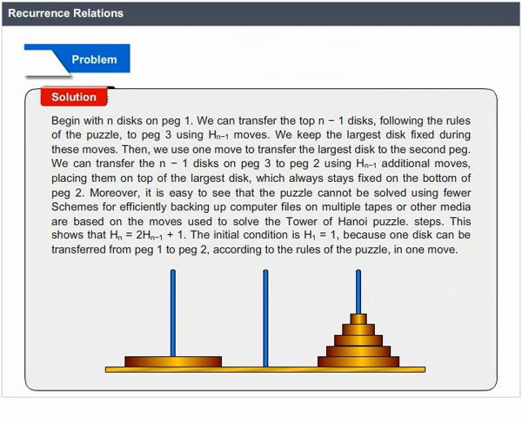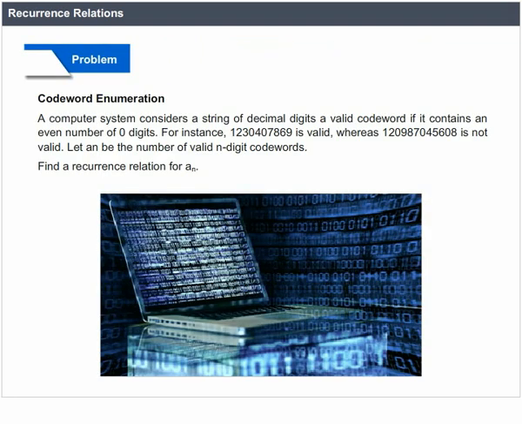Code word enumeration. A computer system considers a string of decimal digits a valid code word if it contains an even number of 0 digits. For instance, 1, 2, 3, 0, 4, 0, 7, 8, 6, 9 is valid, whereas 1, 2, 0, 9, 8, 7, 0, 4, 5, 6, 0, 8 is not valid. Let a(n) be the number of valid n-digit code words. Find a recurrence relation for a(n).